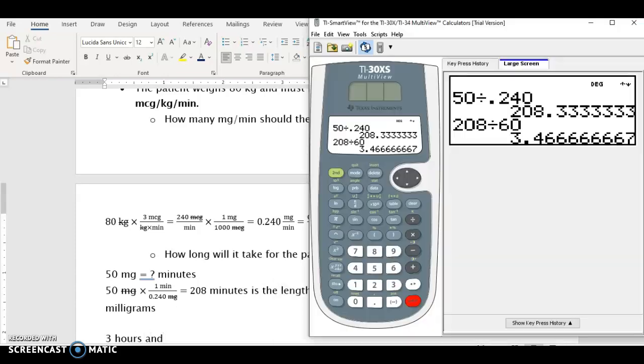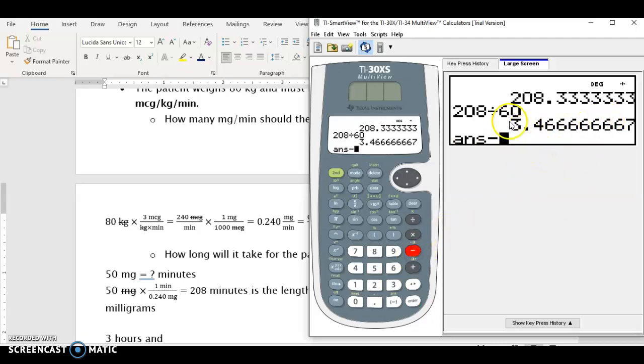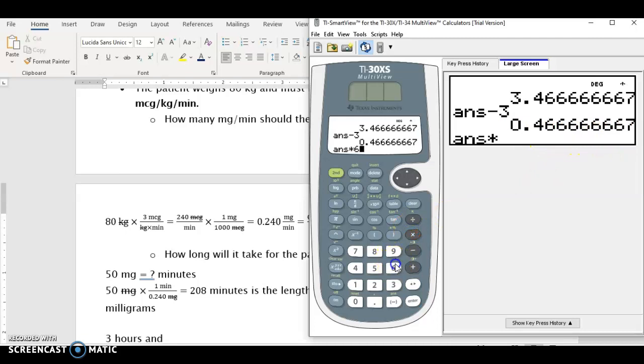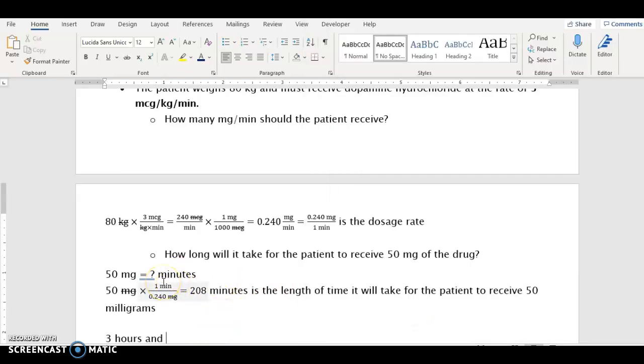That 0.466667 is part of an hour, not quite a full hour. So we know it's 3 hours and some portion of an hour. Let's subtract the number of hours from our answer, so we're left with the decimal. To get that number of minutes, since it's not a full hour, we multiply that 0.466667 by 60, which gives the appropriate number of minutes. Keep in mind, do not round this decimal, keep it as it is. So for the patient to receive 50 milligrams, it'll take approximately 3 hours and 28 minutes.